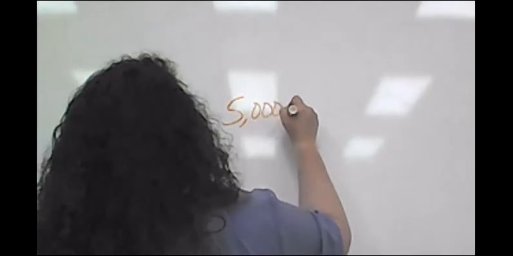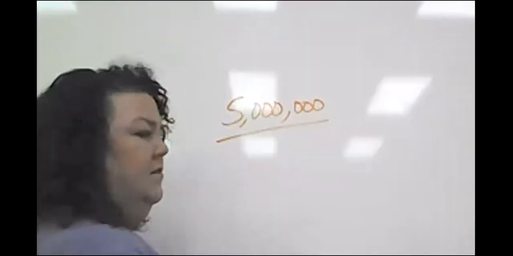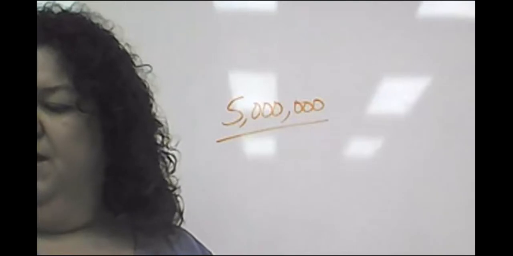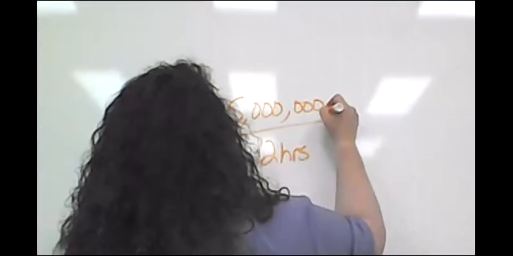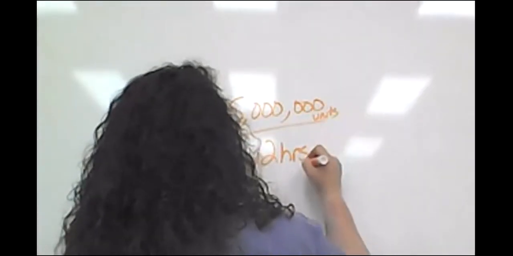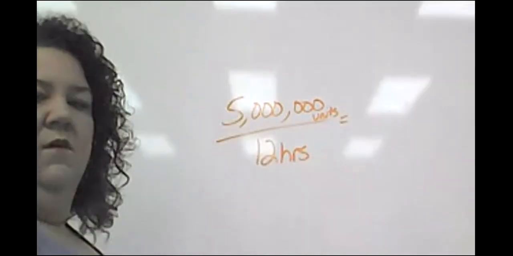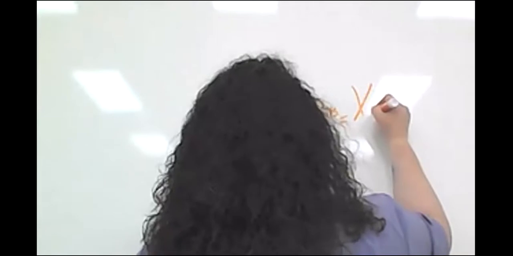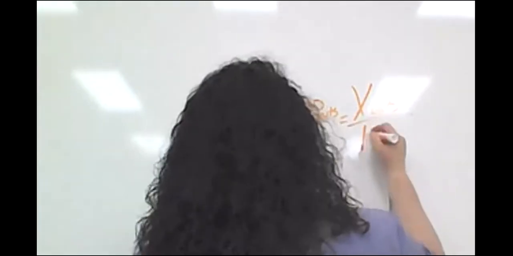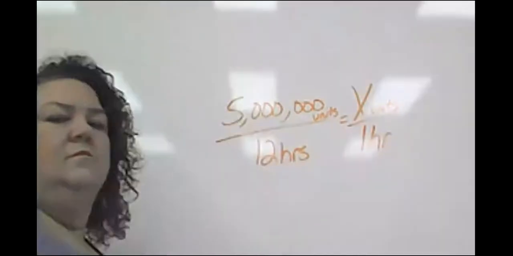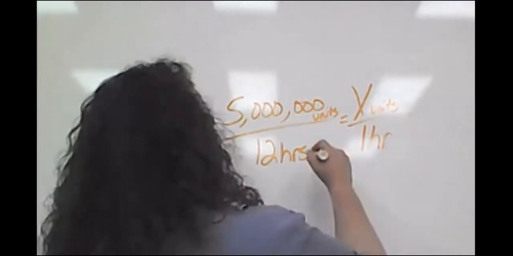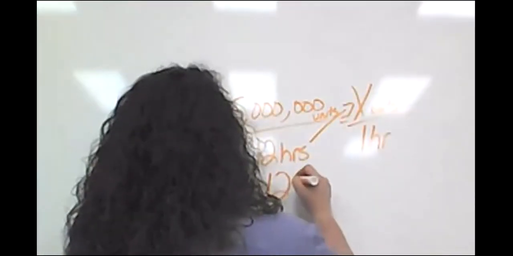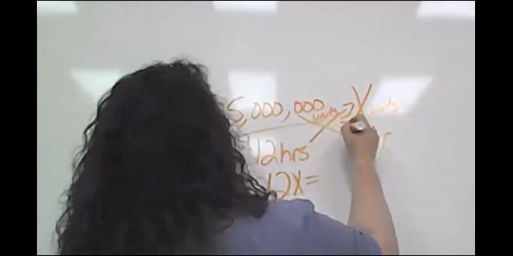It also tells me that that is being administered over 12 hours. So I'm looking for how many units are administered for every 1 hour. That is how the equation should set up. Then we're going to cross multiply to solve for x. 12 times x equals 12x. 5 million times 1 is still 5 million.